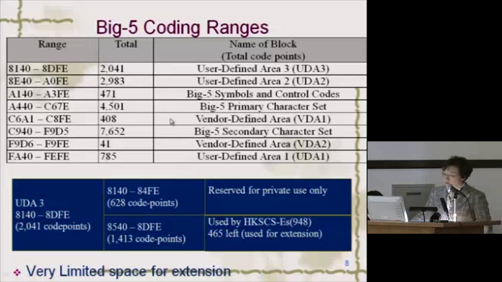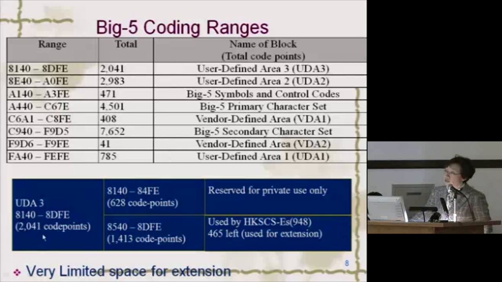Don't worry about the numbers. The point is, when setting up HKSCS, we have to face a limited space. In the Big Five system, the areas where you can extend characters are under the so-called user-defined area 1, user-defined area 2, and user-defined area 3. Under the first version of HKSCS, UDA1 and UDA2 are all fully occupied.